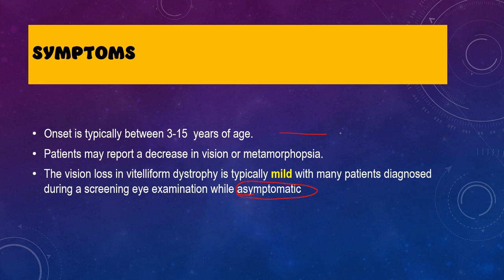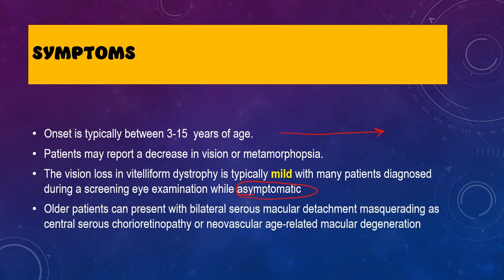Unless the child progresses to the later stages of the BEST vitelliform disease, it is usually seen that the vision is quite good. However, if an older patient presents with bilateral serous macular detachments, sometimes this is vitelliform dystrophy, because what is vitelliform dystrophy? You have this vitelliform material which is getting deposited between the neurosensory retina and the retinal pigment epithelium, right? And we know that the separation of the neurosensory retina and RPE is your detachment. Right, it's nothing but retinal detachment.